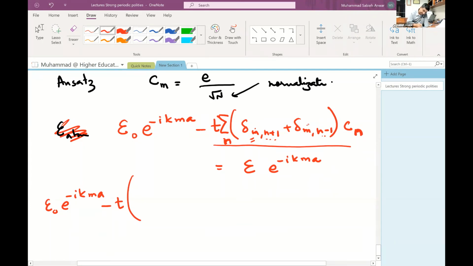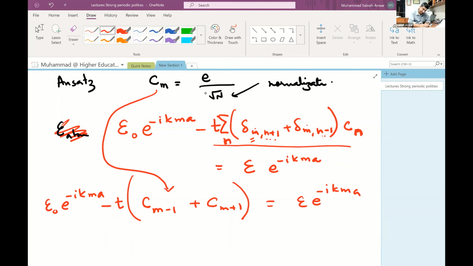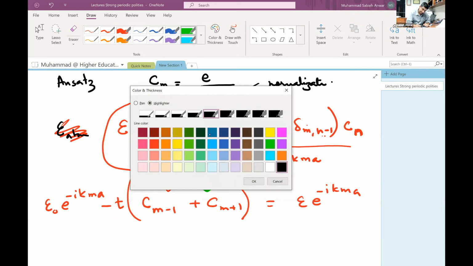So this means that I can have C m minus 1 or C m plus 1, epsilon e to the minus i k m a. But I need to put this in here, in here, and in here. Okay, and if I were to do that, I will get my desired result.